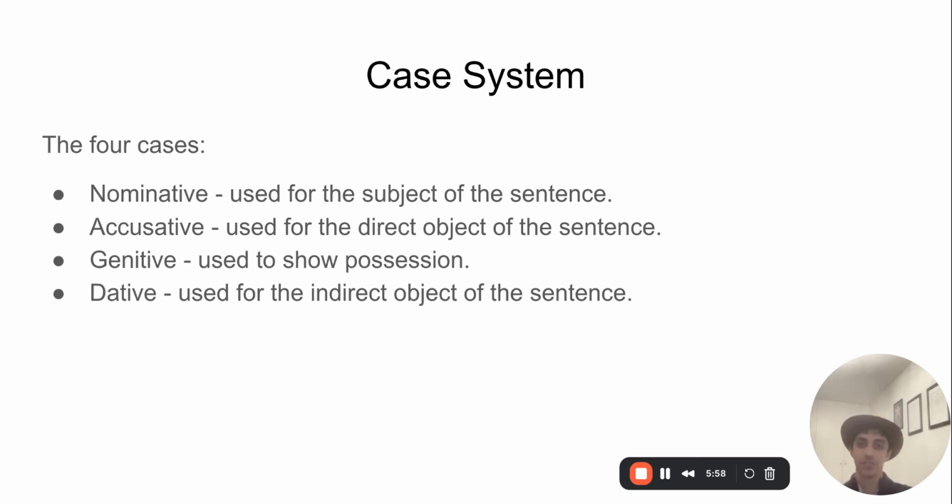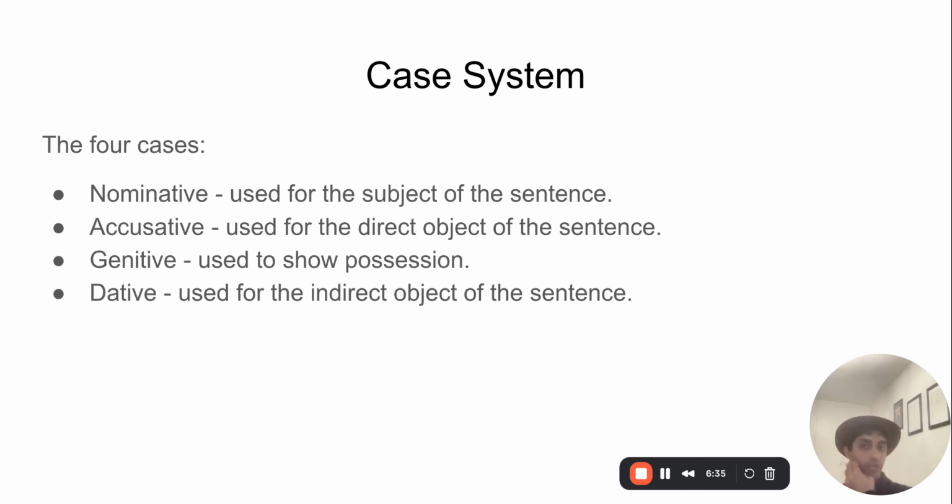There are 4 cases now in German, and the nominative is the first of those, generally the first that people learn. That's used for the subject of the sentence. I'll go into more detail on this later, but the grammatical subject of the sentence basically means the person or thing doing the action. The accusative case is the opposite to the nominative case. So that is used for the direct object of the sentence. In other words, the person or thing the action is being done to.